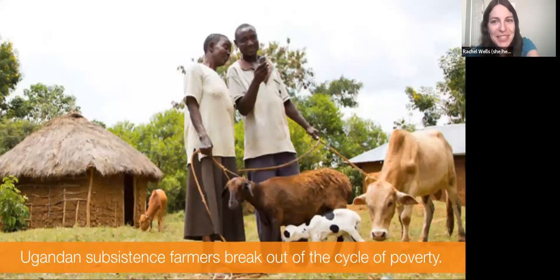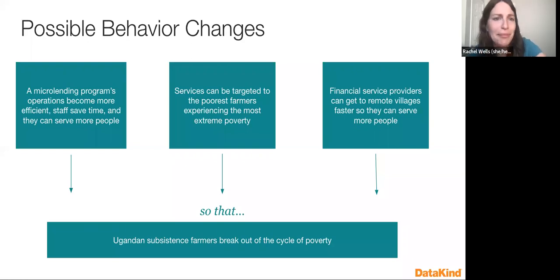So let's go back to our examples. Say you're trying to address poverty in Uganda through financial inclusion, and your desired impact is that Ugandan subsistence farmers break out of the cycle of poverty. So some potential behavior changes could be in a few different directions here based on what you've identified as areas for improvement in your theory of change. So this is great to have several options. We've got 3 options. So first, maybe it would be great if a micro-lending program's operations became more efficient.